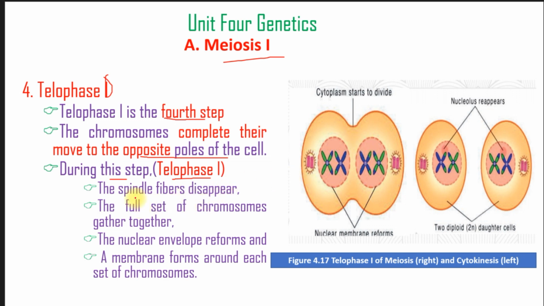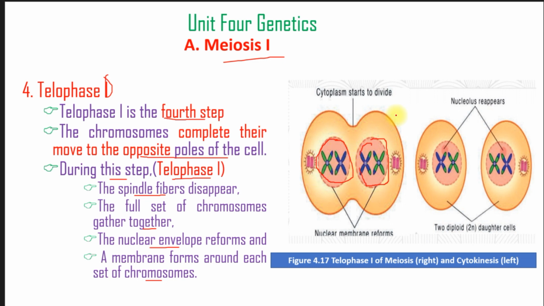The full set of chromosomes gather together at the poles. As you can see, the nuclear envelope or the nuclear membrane reforms. A membrane forms around each set of chromosomes.